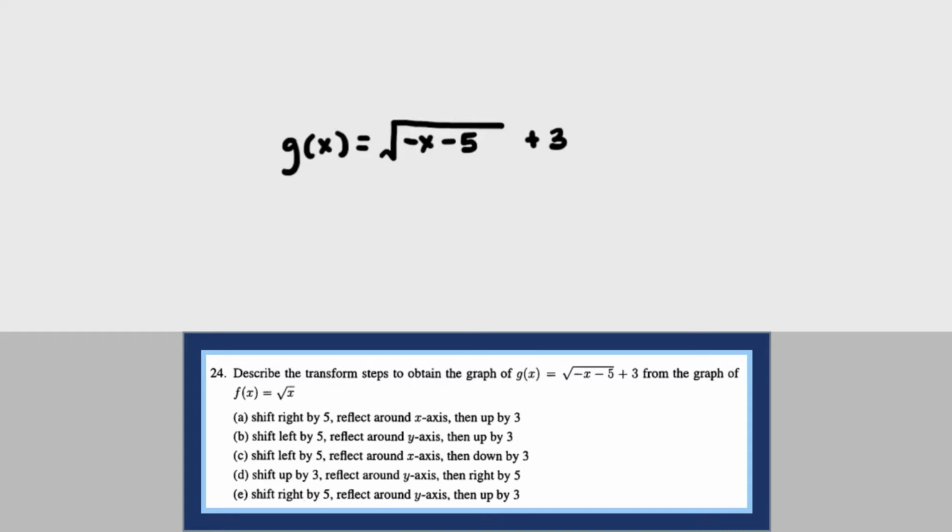So looking at this, firstly, because it's negative x minus 5, it's minus 5. So this represents that the equation shifted right by 5. Remember, the sign is always going to be opposite of what it is. Because it's minus 5, it really means it went right 5. So we're going to say shift right 5.